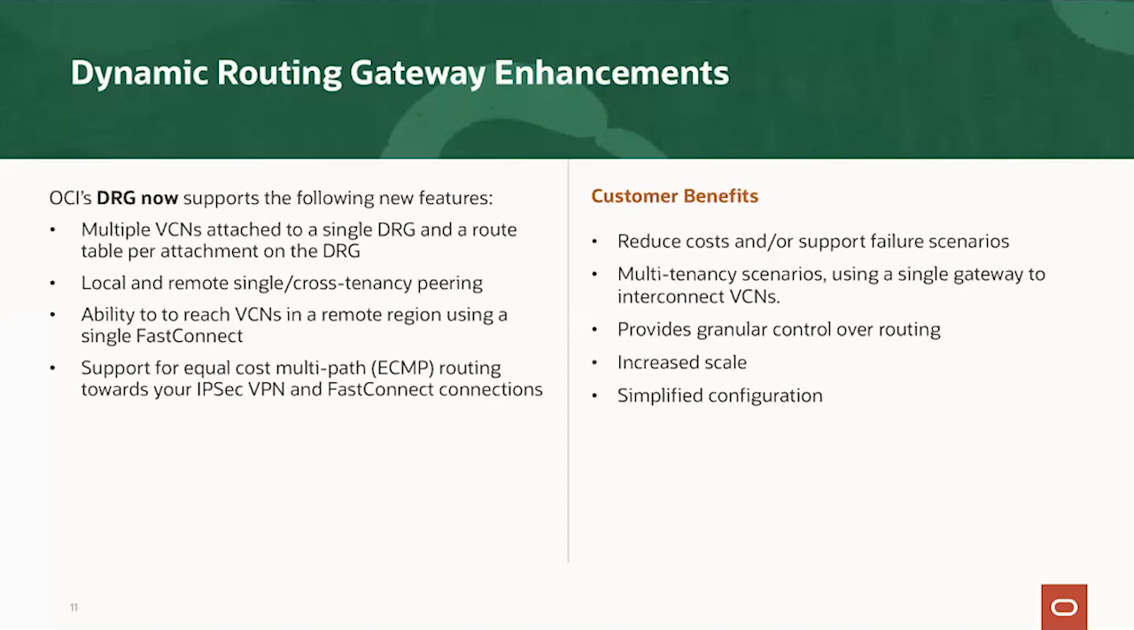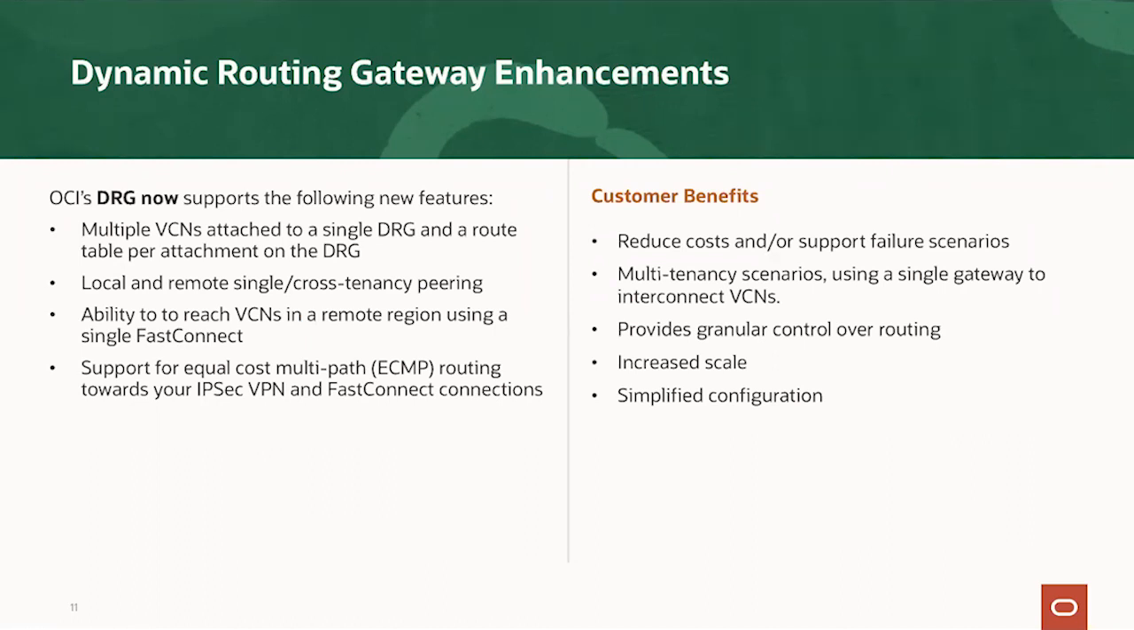So you could have 2 Fast Connect connections from on-premise into different regions. And in the event that one of those fails, you're still able to use the other link to reach resources in both regions. It supports multi-tenancy scenarios for customers that are ISVs or SaaS providers and have services that they provide from a central VCN to end customer VCNs. They're now able to do that through a single gateway to connect with all those VCNs.